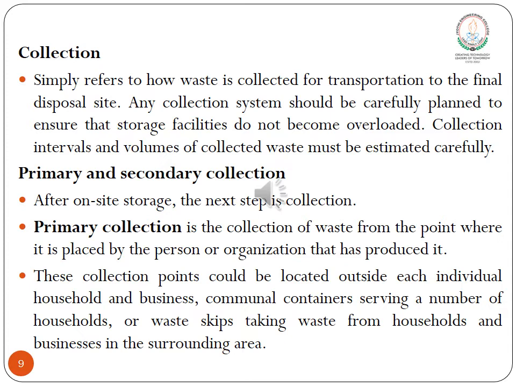Collection is of two types, that is primary and secondary collection. First one, primary collection. Primary collection is the collection of waste from the point where it is placed by the person or organization that has produced it, but more often it involves the transportation to communal collection bins or transfer stations.